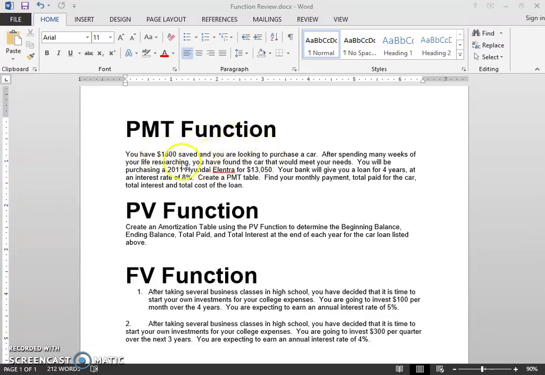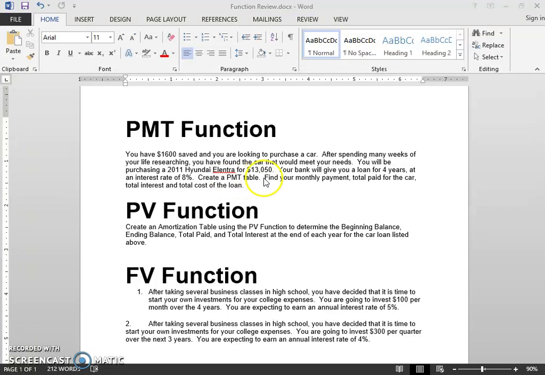And with the PMT function, we're looking at a situation of a car loan. So you have $1,600 saved. You're looking to purchase your own car. After spending many weeks researching, you have found the car that meets your needs. You will be purchasing a 2011 Hyundai Elantra for $13,050. Your bank will give you a loan for 4 years. That 4 years is very important. We'll talk about that in a few moments. At an interest rate of 8%.